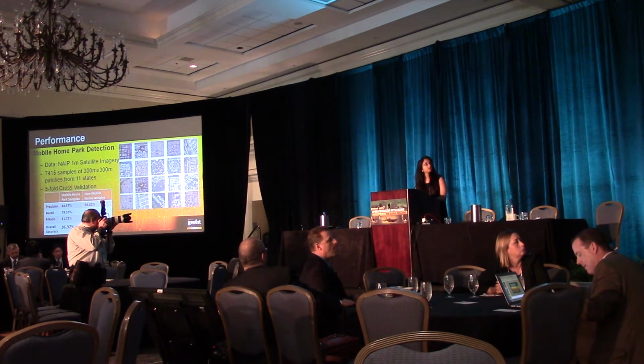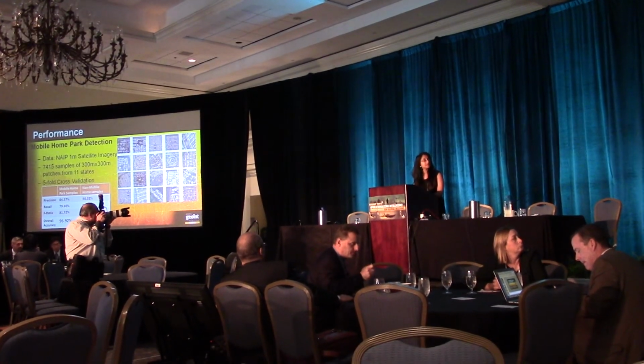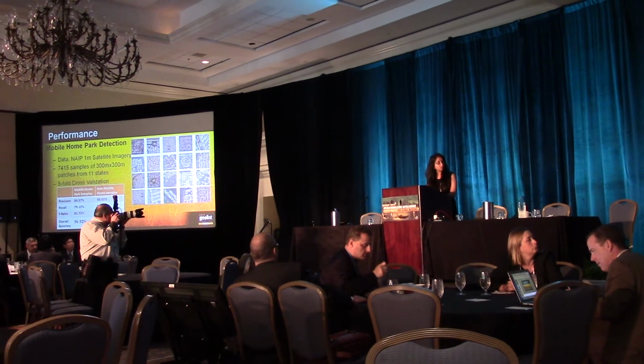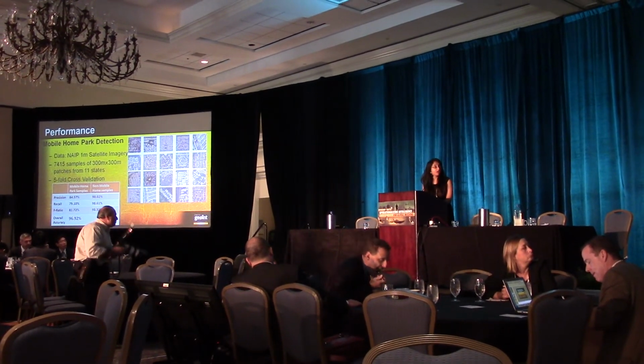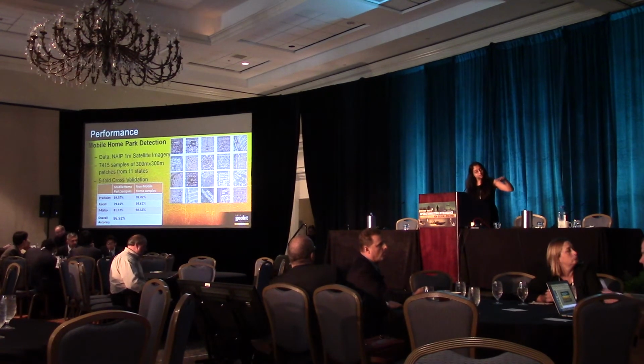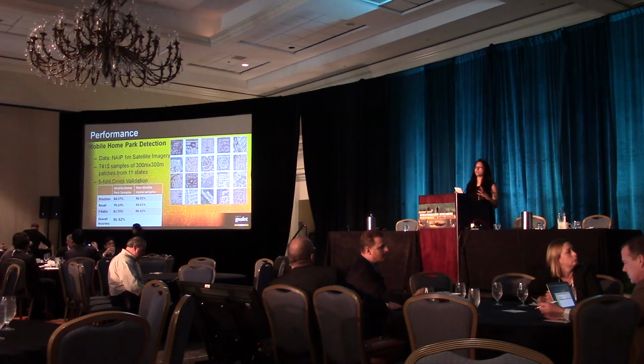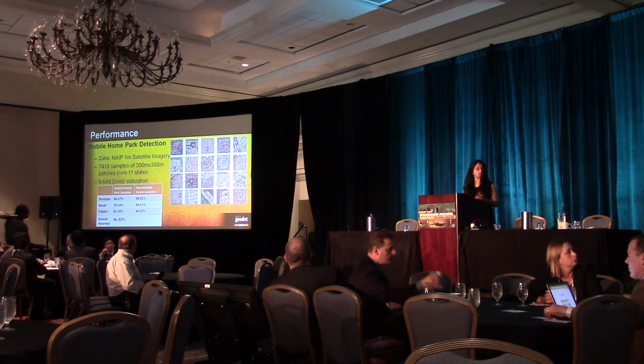We have collected about 7,415 samples from 11 states, and we have trained a model. We performed a 5-fold cross-validation. You can see how the different samples collected from various geographical areas are very different. So the basic idea of the framework is to generalize how a mobile home park looks and apply this model to any imagery from any part of the country and do a detection.